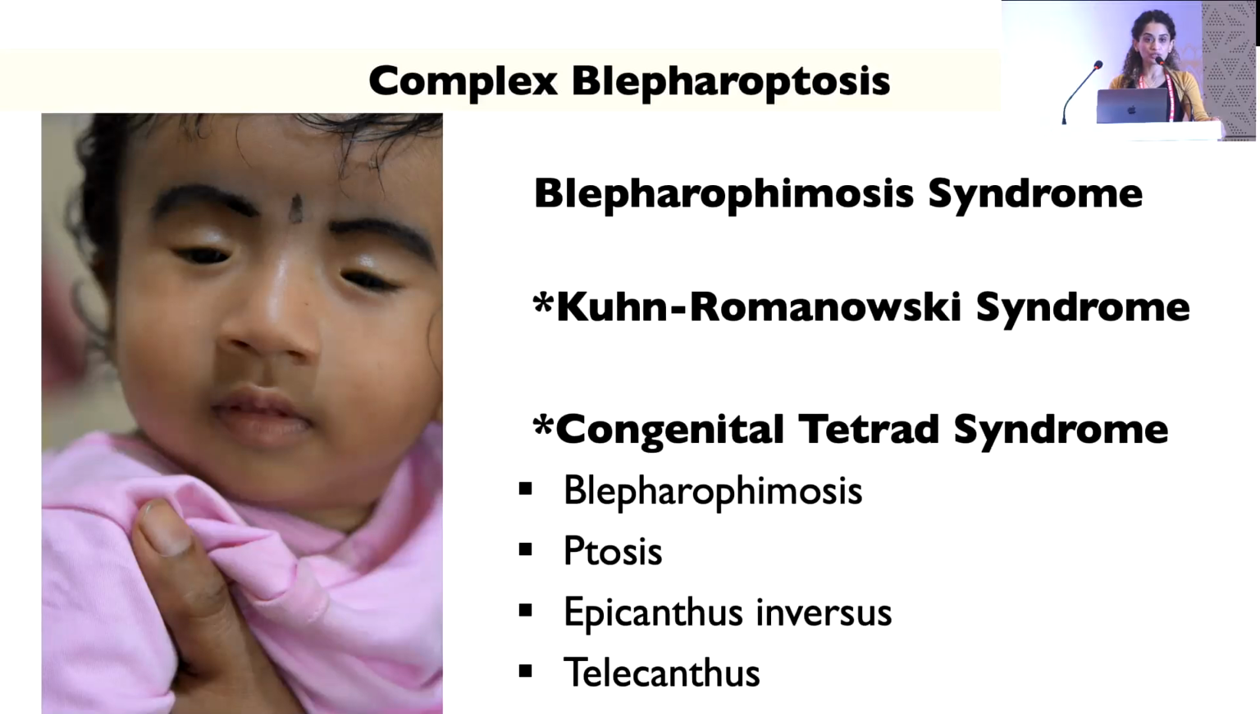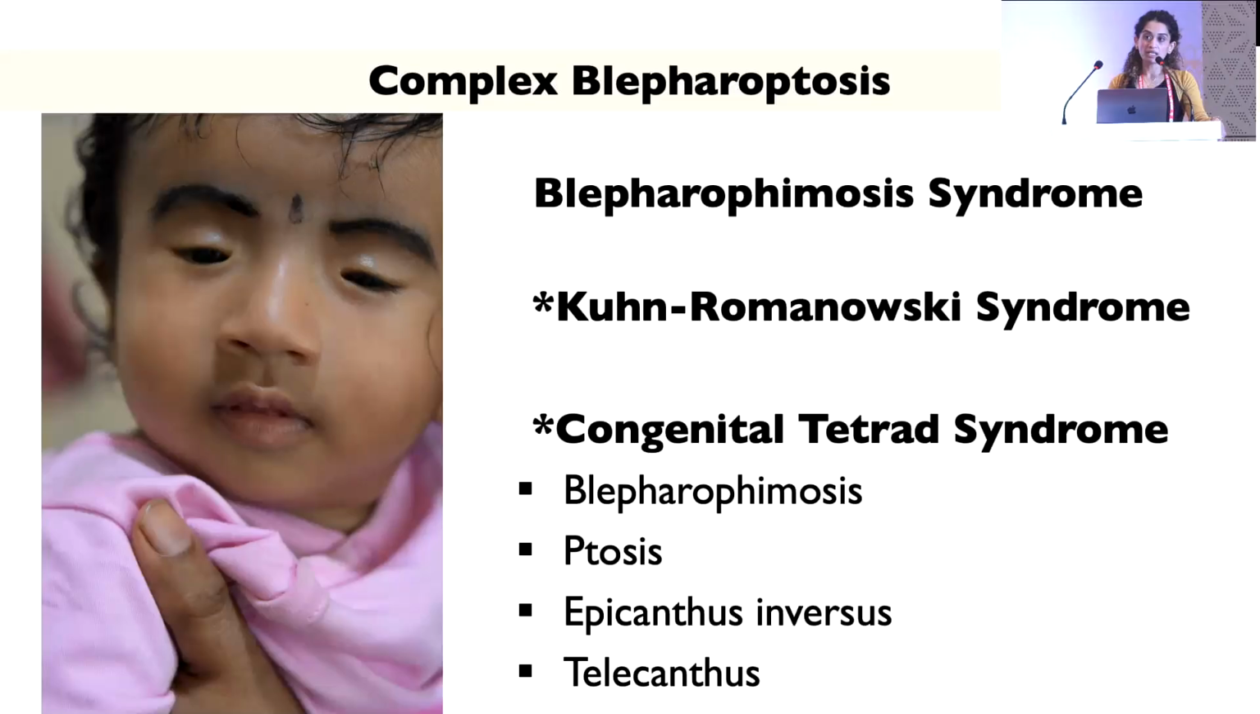It's called the Kohn-Romano syndrome, and it's also called the congenital tetrad syndrome. And why is it called congenital tetrad syndrome? Because there are 4 clinical features here. Of course, there is blepharophimosis. The eyelid is small. The horizontal and the vertical palpebral fissure is small. There is ptosis, epicanthus inversus, and telecanthus.